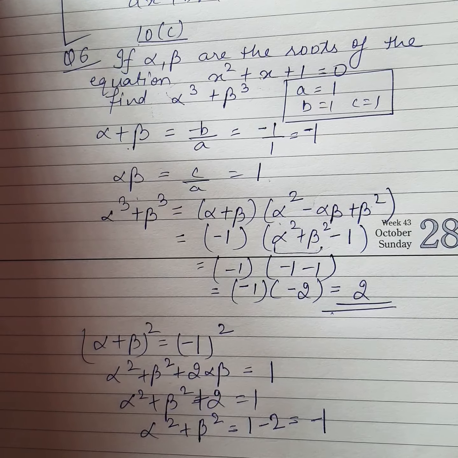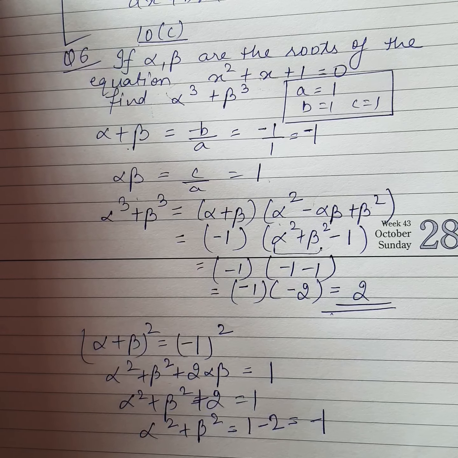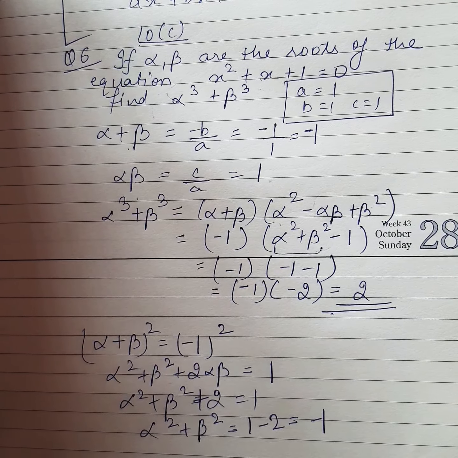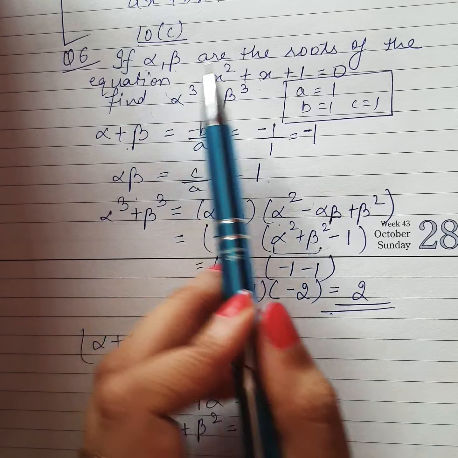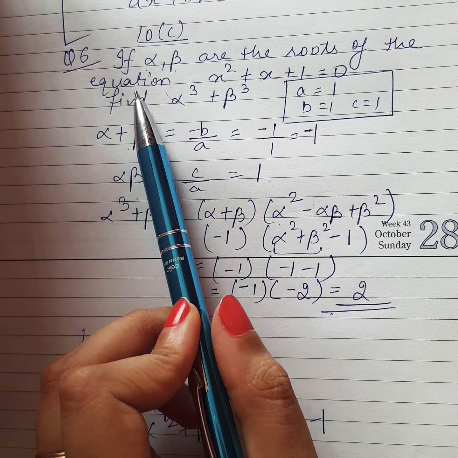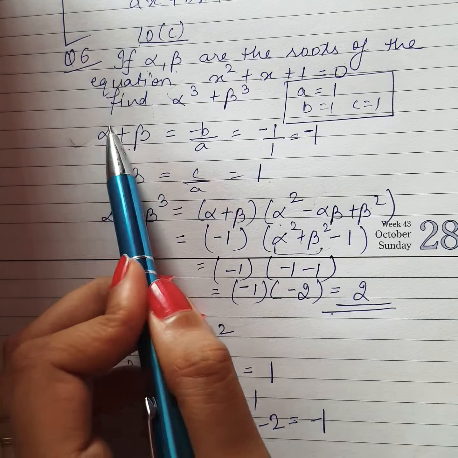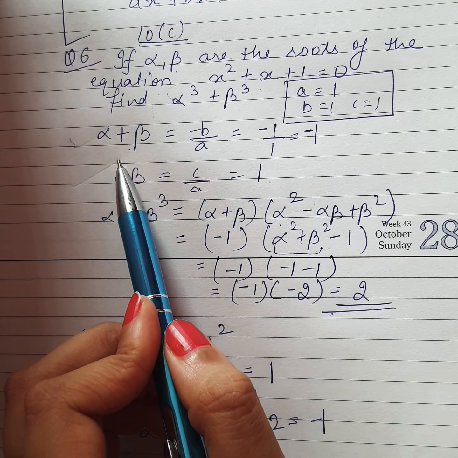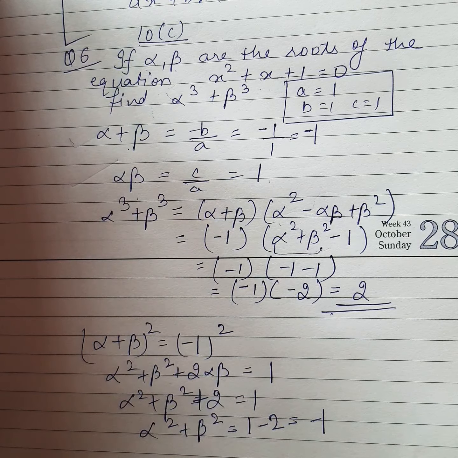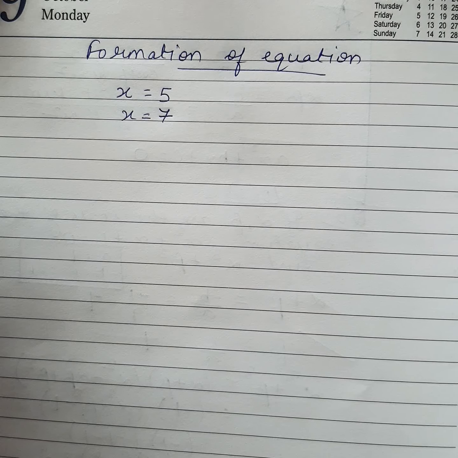I hope this point is clear to you, how we are going to use the sum and the product of roots. So in any question now, wherever you see alpha beta are the roots of the given equation, you have to use the sum of the roots and the product of the roots, whether they are in symbols or in numericals.